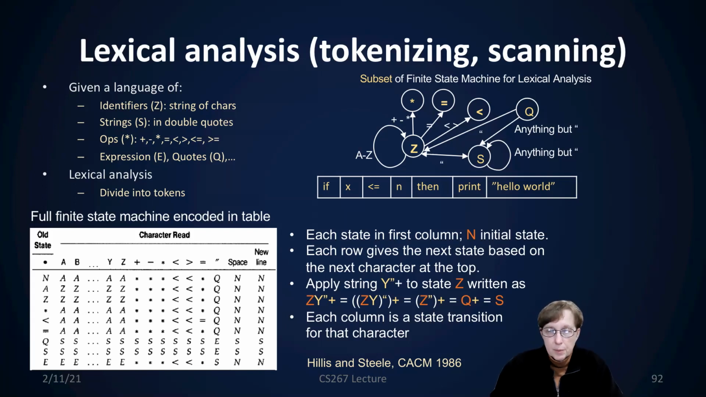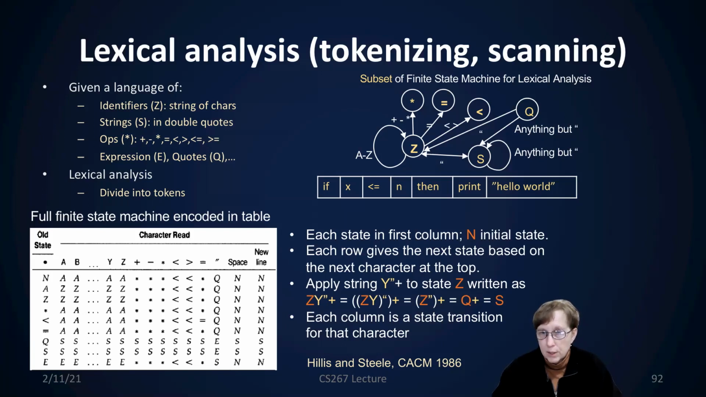So in this little language here, what do we have? Well, we have identifiers, which are strings of characters. We have strings that are in quotes that might have spaces in them, whereas an identifier doesn't have a space in it. We have operators like plus and minus, times, less than or equals, and so on. There's expressions in quotes and some other things in here, but I'm not going to go into detail, and I haven't written out the entire finite state machine. But the basic idea is if you see, for example, the character i, that means it looks like you're in an identifier.